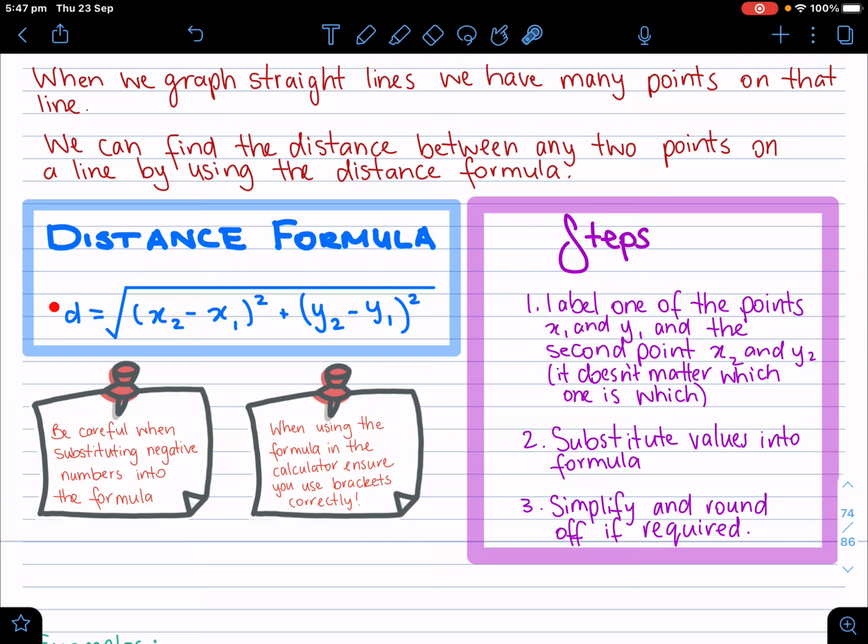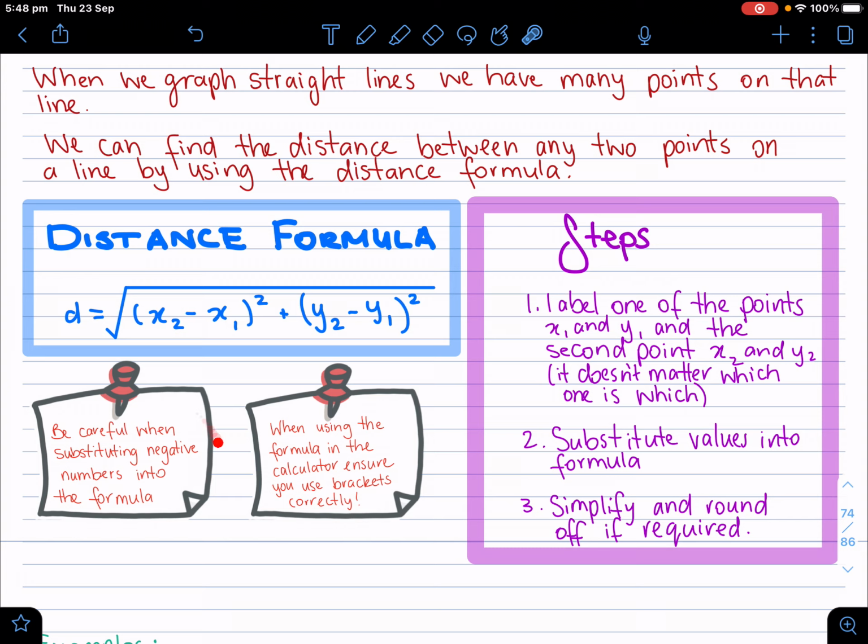So the distance formula is shown with a small d, and it says equals the square root of x2 minus x1 all squared plus y2 minus y1 all squared. And don't worry if you don't understand what x2, x1, y2, y1 is. We'll go through that in the example. All you need to know is that's a formula and we substitute into that.